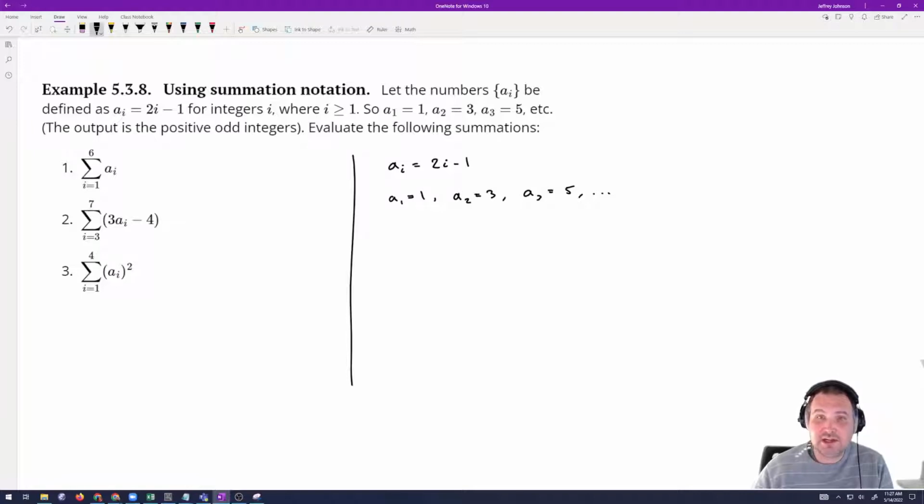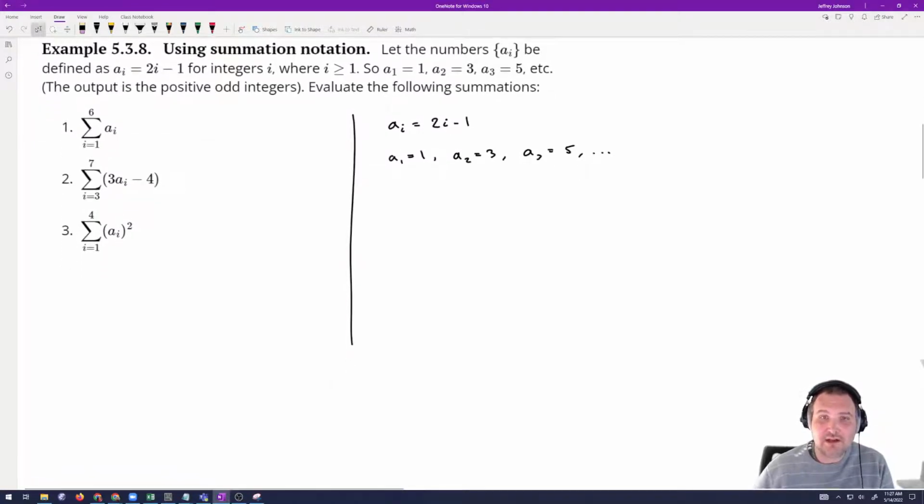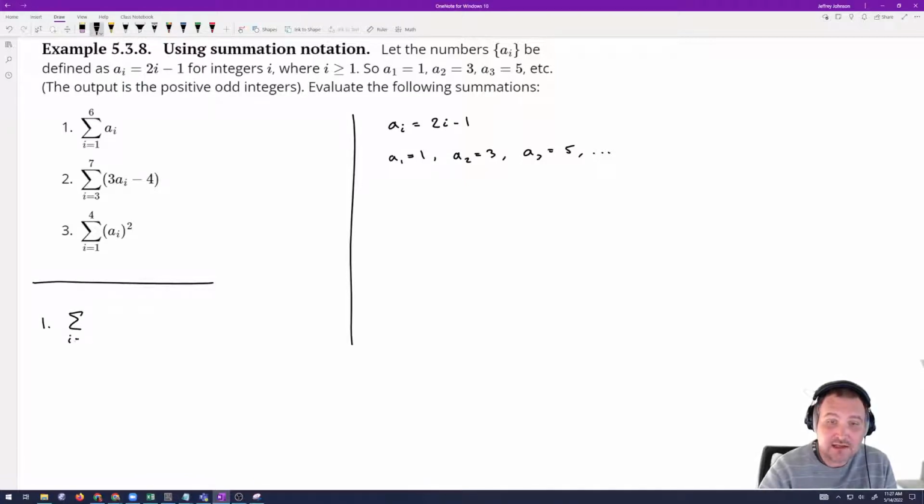So then the question here is, how do we talk about number 1? Well, number 1 is the sum, i goes from 1 to 6 of a_i. Here, i is called an index variable.